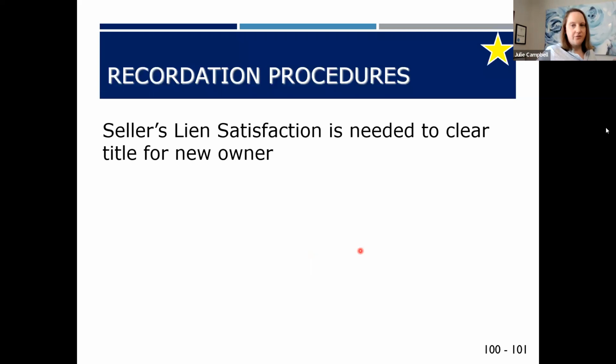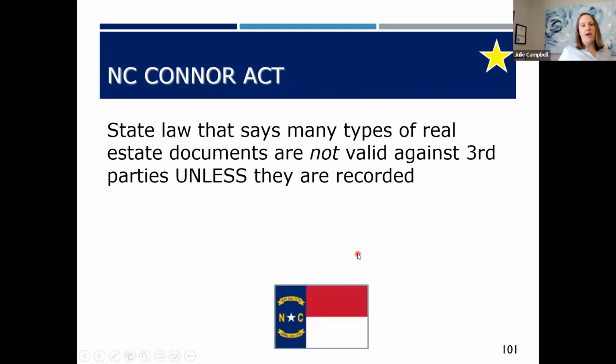So we briefly introduced you to the Connor Act earlier. So here we are on page 101 with our official introduction of the North Carolina Connor Act. The Connor Act is a North Carolina state law. And the Connor Act is the one that says there are certain documents that we have to record. If we don't record them, they're not valid against third parties. So the Connor Act says there are certain documents that we have to record, so they're valid against third parties.